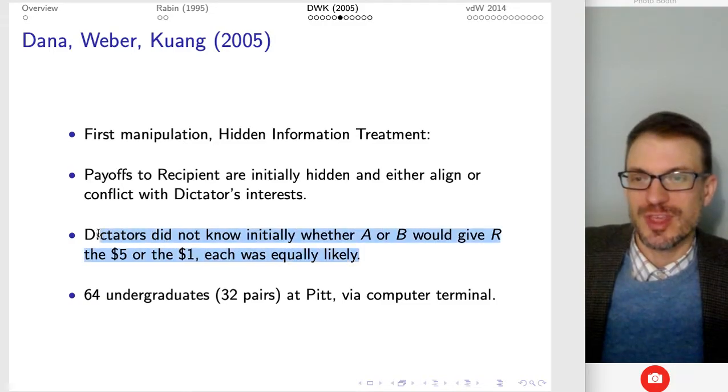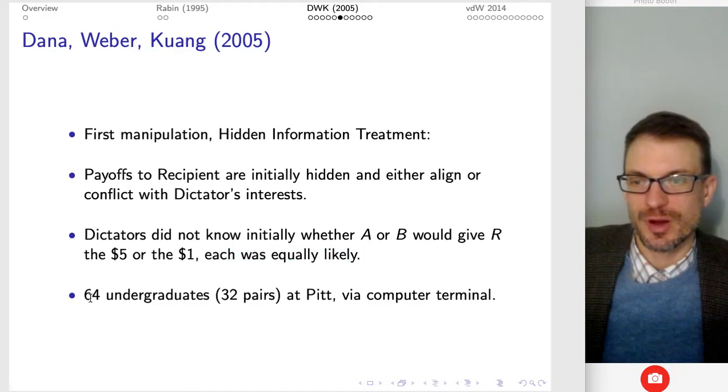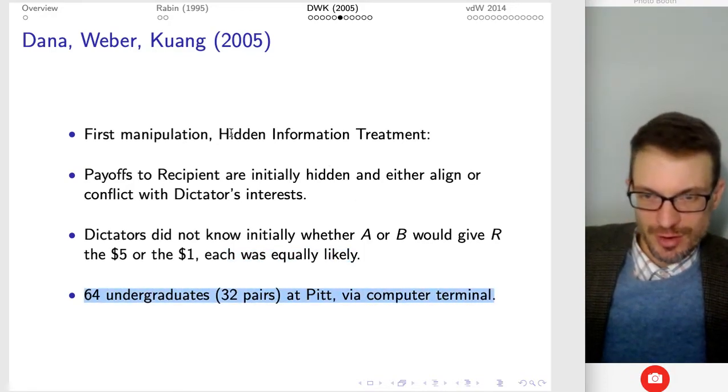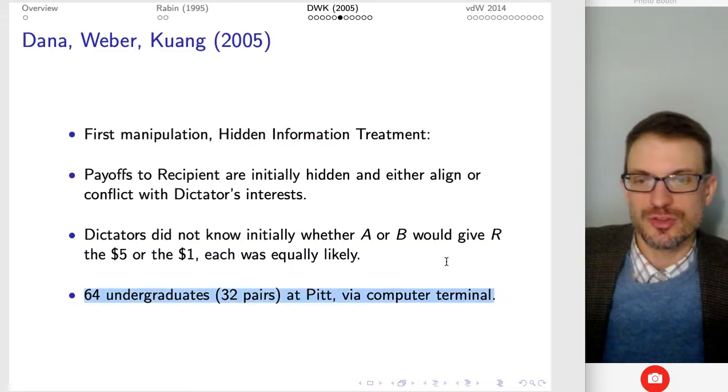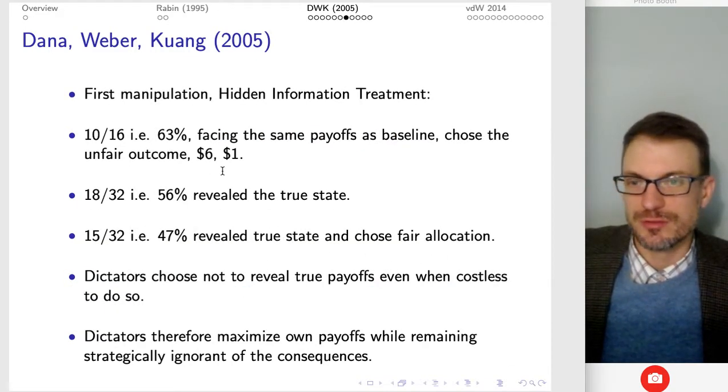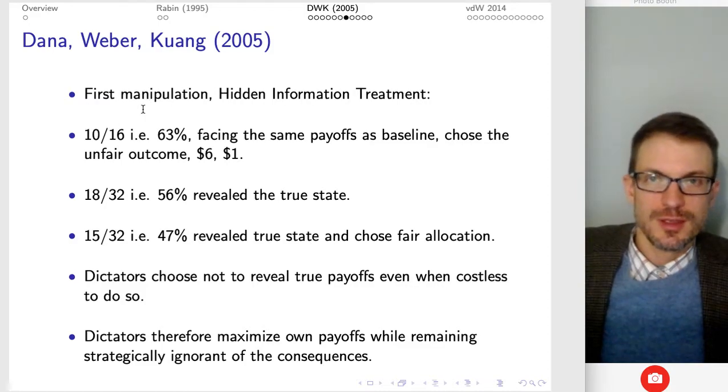So anyway, they didn't know which option would end up happening, and each was equally likely. All right, so for this version of the experiment, the hidden information treatment, there were 64 undergraduates and 32 pairs at Pitt, again in Peel via the computer laboratory. In the first manipulation, here are the results.